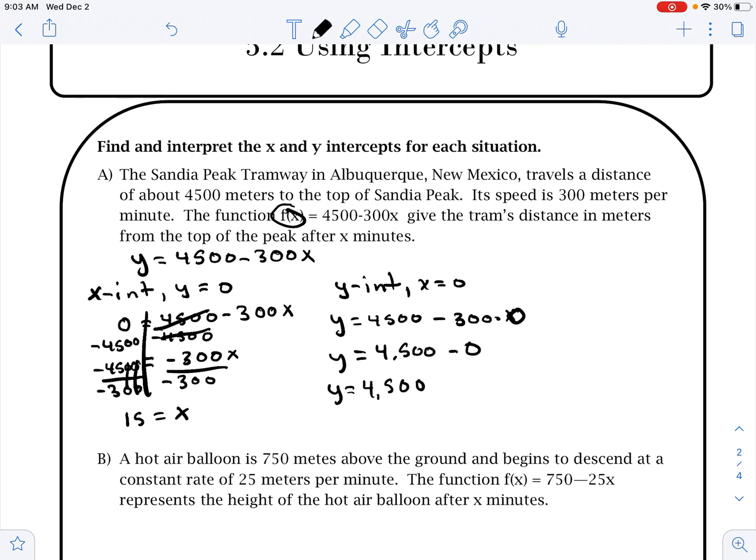Now it says, okay, what does it mean? If I look at it, this equation tells me the distance, 4,500 meters to the top of the Sandia Peak. So this y-intercept tells me the height of the mountain. And then when we make y equals 0, this tells me the time in minutes it takes to get to the top.